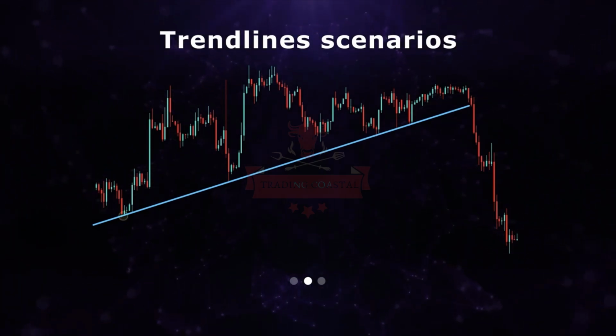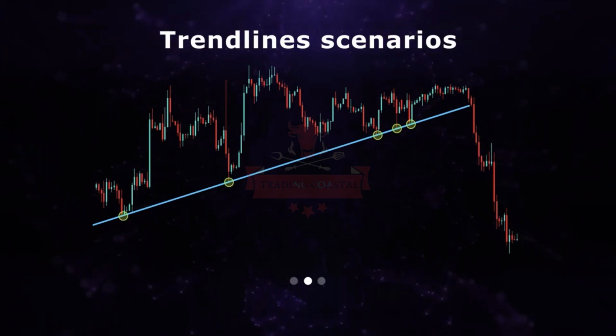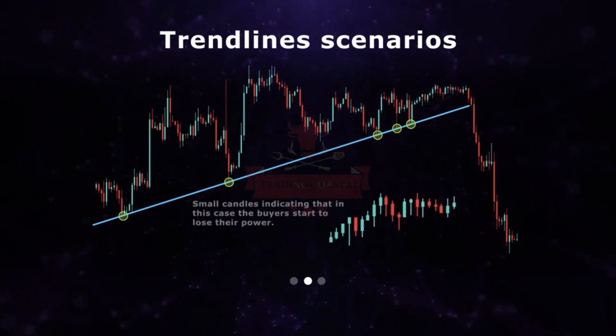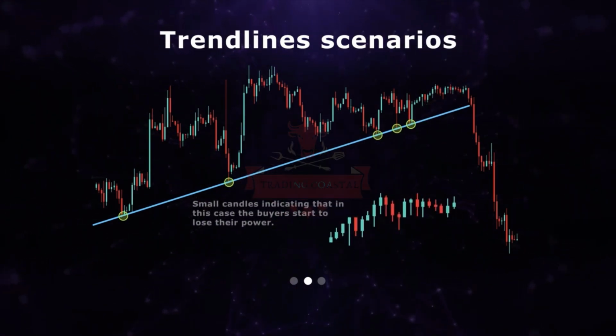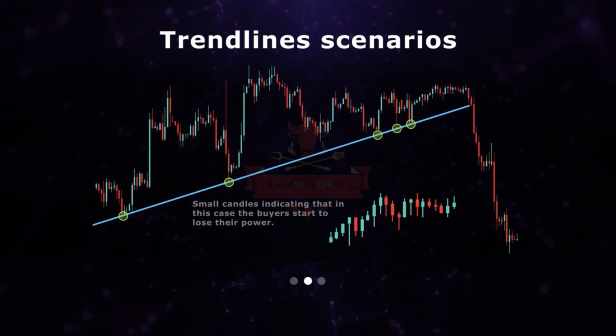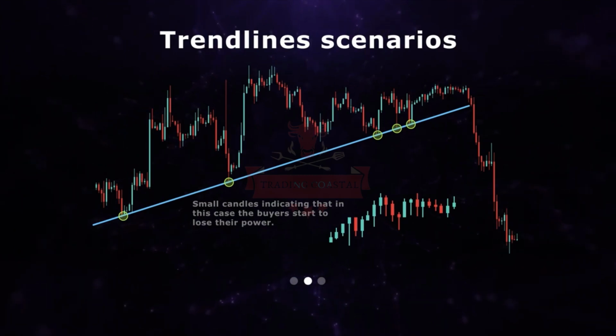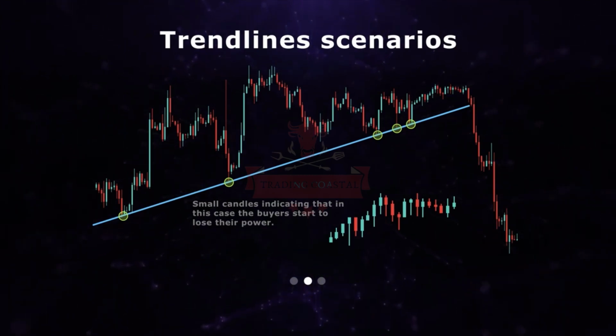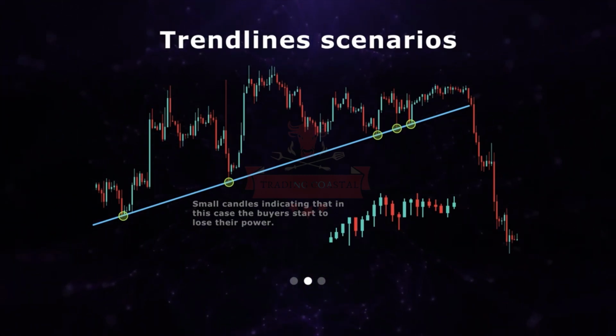You can see how the price respected the bullish trend line many times, and also you can see the sizes of the candles. When the price starts to move slower, it will create smaller candles that have less volume. At this point, the buyers start to lose their power, so we can expect bigger downside moves that will drive the price to break that trend line and go further down.